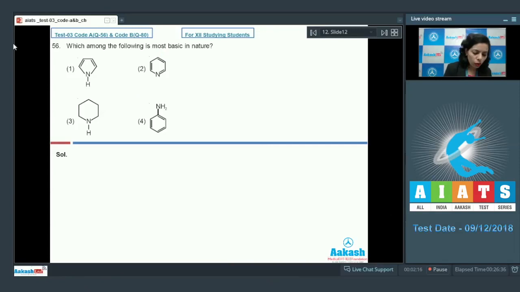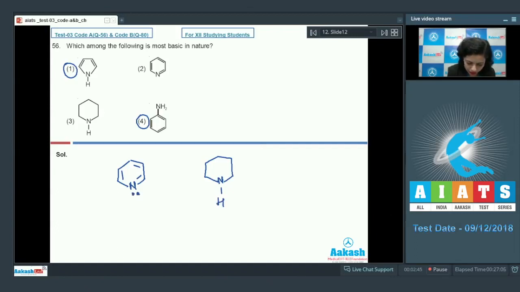But if you look at option 1 and option 4, the lone pair present on nitrogen is participating in resonance. It means it is not free for donation. And if it is not free for donation, it means they are not showing their basic nature. But if we look at option 2, let me draw here the structure of this. This is the compound that's given in option 2. And the compound that's given in option 3 is this.